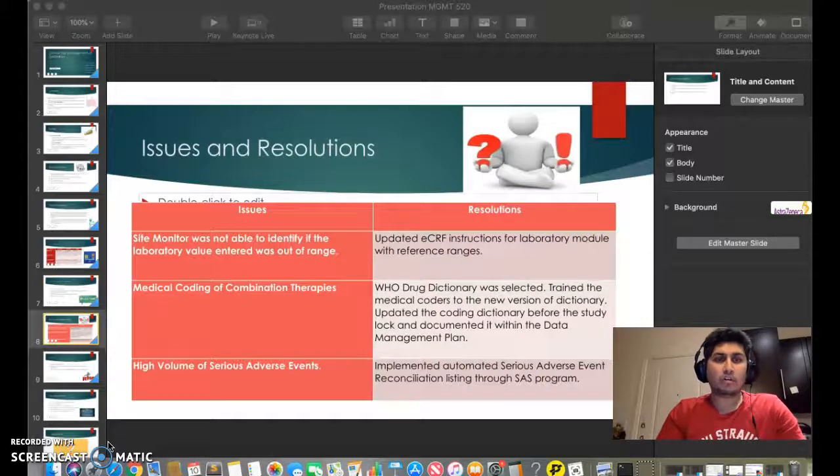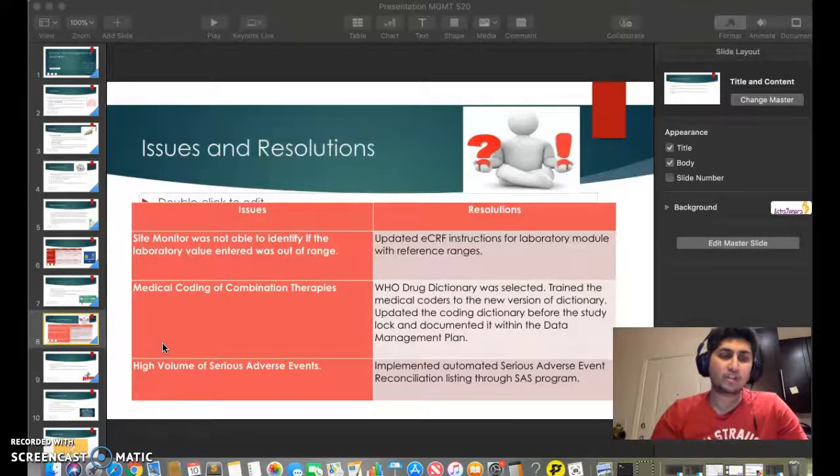This next slide is all about the issues and the steps we took to resolve these issues. The primary issue which we faced was the site monitoring system, which was not able to identify the laboratory values and set the proper range for them. In order to resolve this issue, we created eCRF instructions, which were later added to the laboratory module as reference ranges. This was very essential for all the key personnel to know the list of ranges which are acceptable and which are harmful.